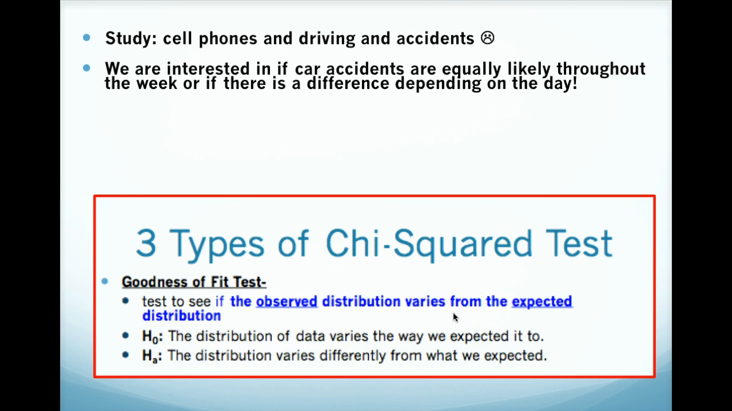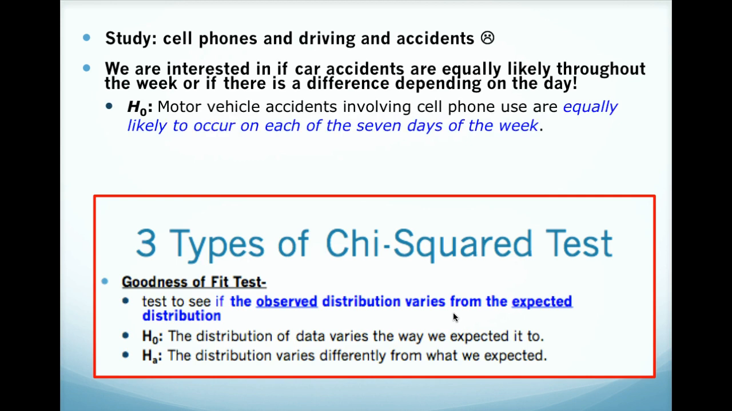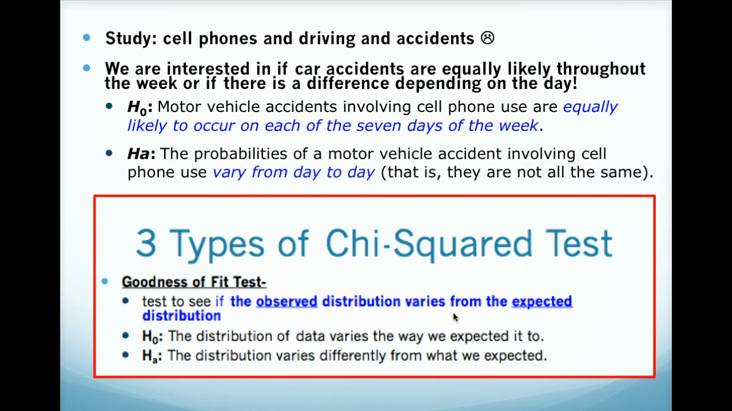Alright, now remember, in a goodness of fit test, I start by assuming the distribution varies in the way we expect it to, and our alternative is that it varies differently from what we expected. So in this case, my null is that accidents are equally likely on each of the 7 days of the week. And my alternative is that they vary in some way, that they're not all the same number of accidents.